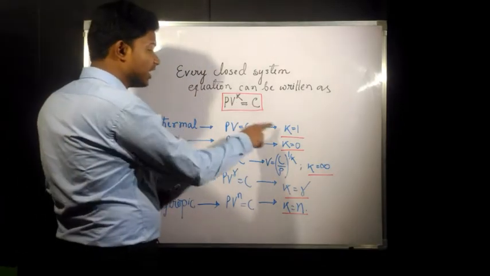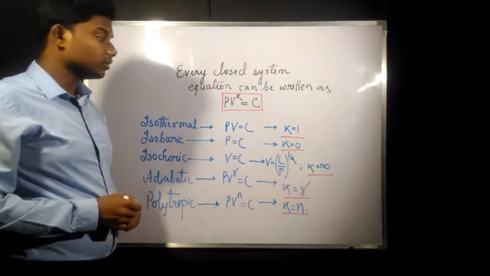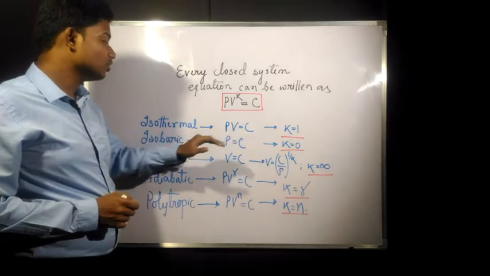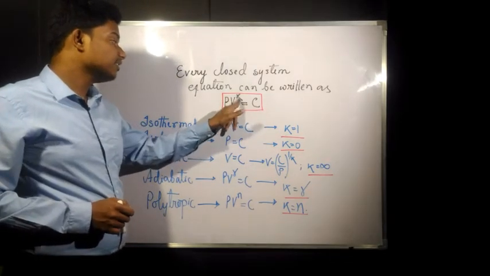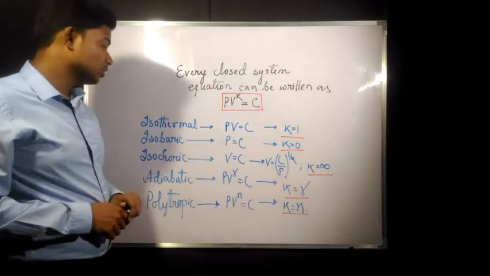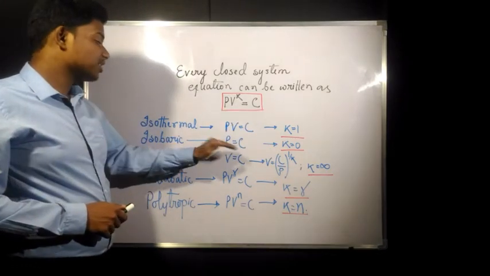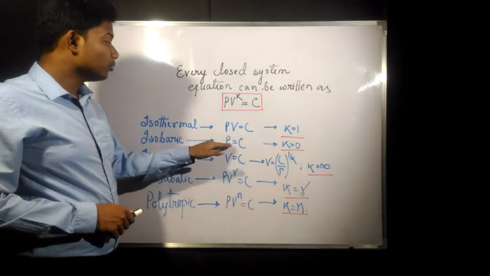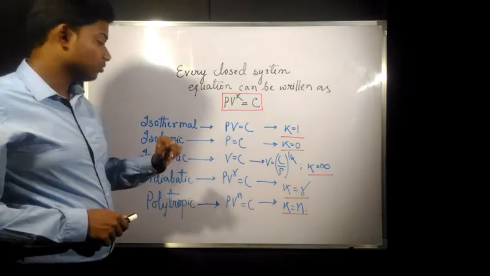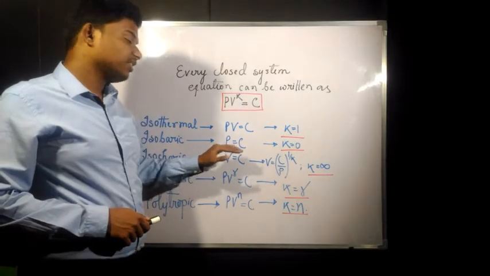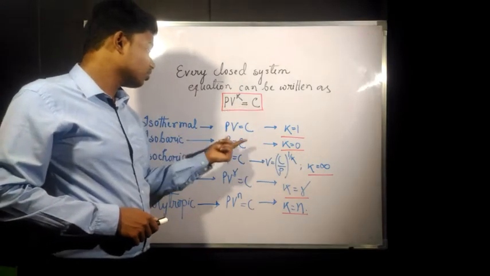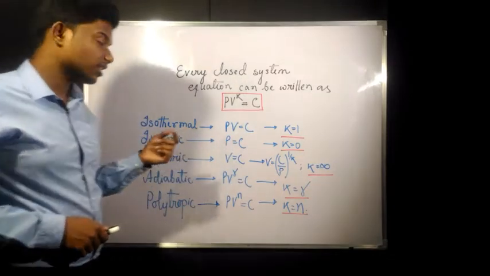Okay, that means here k is going to be 1. If k value is 1, then PV is going to be constant. So for isothermal process, we can say that k is equal to 1. Okay, isobaric process, here pressure is constant. So for volume to be 1, k must be 0. Okay, so for isobaric process, k is equal to 0. Then only this equation can convert into pressure equals constant.